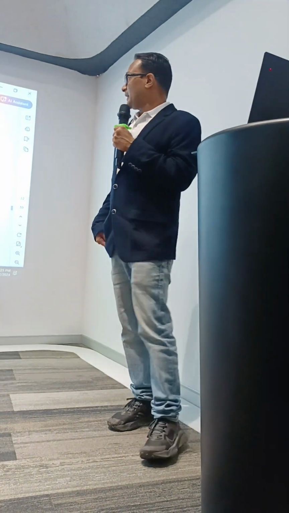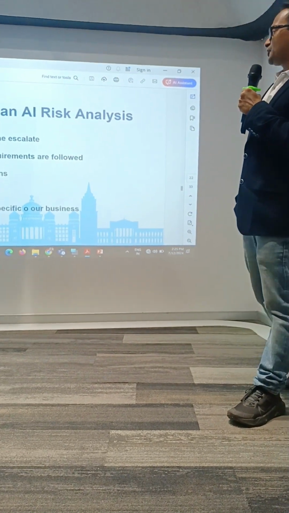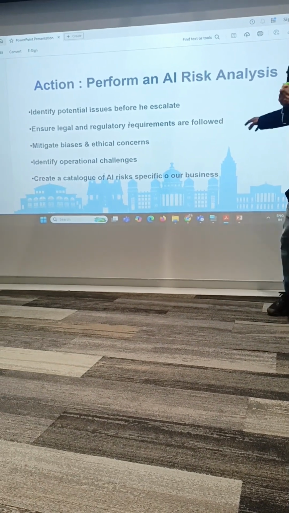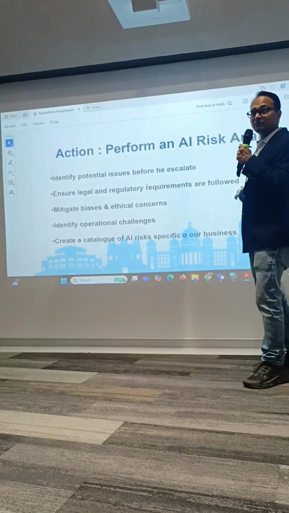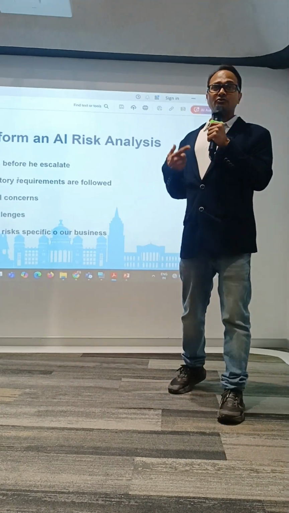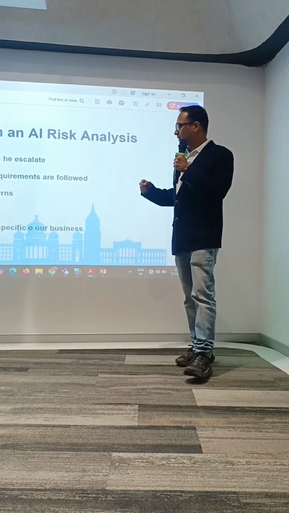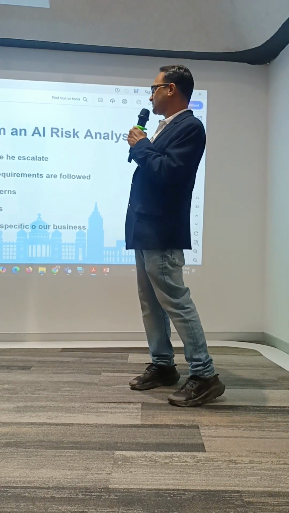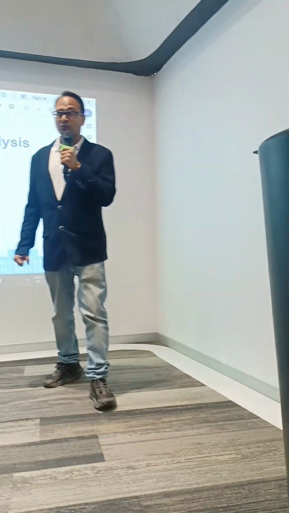You need to do an AI risk analysis as well. Identify potential issues before they escalate. Ensure legal and regulatory requirements are followed. Mitigate biases and ethical concerns. For this, I hope you know that there are severe laws that the EU has come up with, right? Especially for AI. So you need to be aware in what geographies you are operating. What are the local laws? What are the global laws that restrict or enable AI usage? Identify operational challenges and create a catalog of all the AI risks specific to your business.